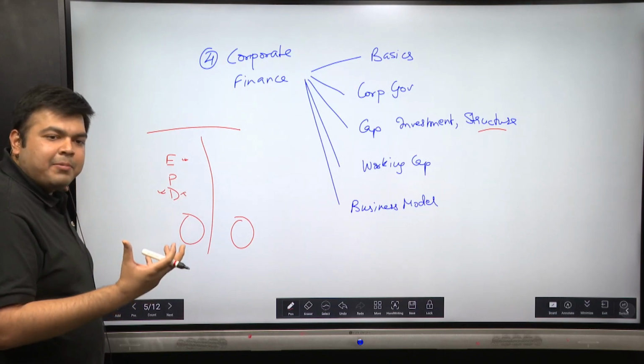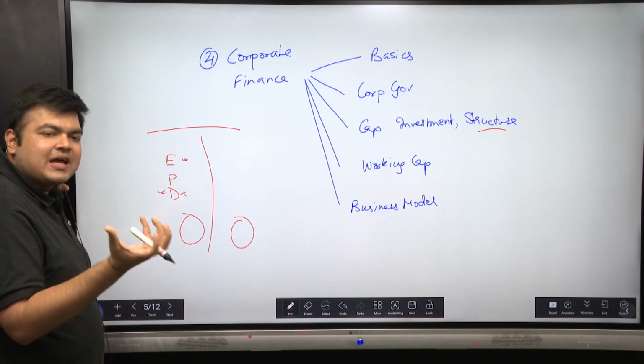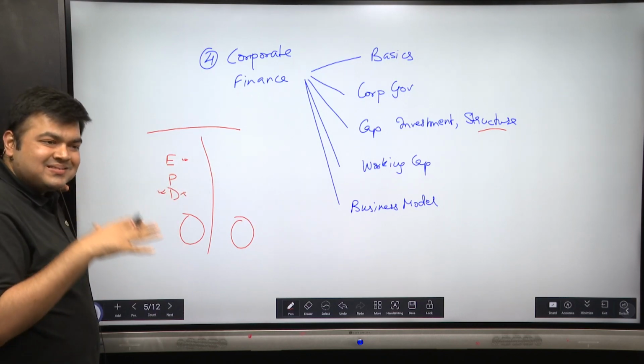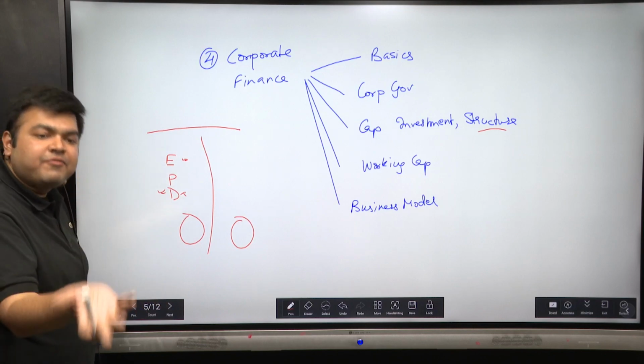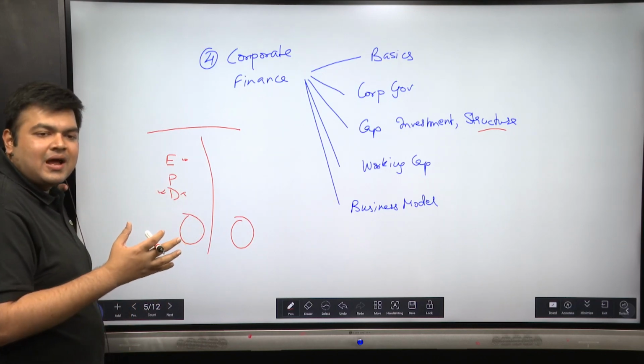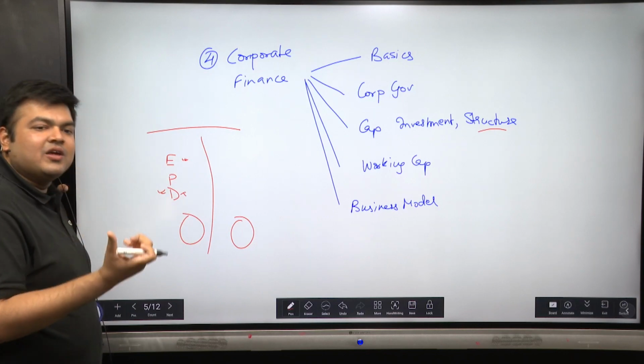So working capital, to run your business, the capital that you need, not the plant machinery or aircraft and all, but the basic money that you need to buy inventory, to buy fuel for your aircraft, to pay salaries, etc. So how do you go about doing that? That is your working capital and liquidity and all.